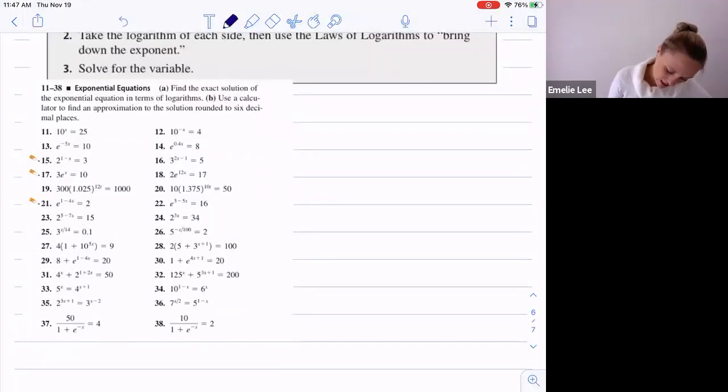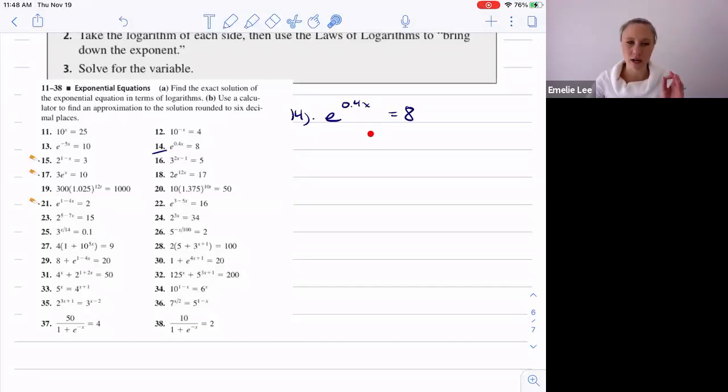Let's do something like 14. So if we have to solve for x, if we've got e to the 0.4x equals 8, okay? E to the 0.4x equals 8. I've got this x and I have to solve for x, okay? I know that if I take the natural log of e, that becomes 1, right? But I'm also able to bring this downstairs. So sometimes I pick a convenient log, like the log base e with the same base so they cancel out. Or sometimes I'll just use the natural log because it's easier.